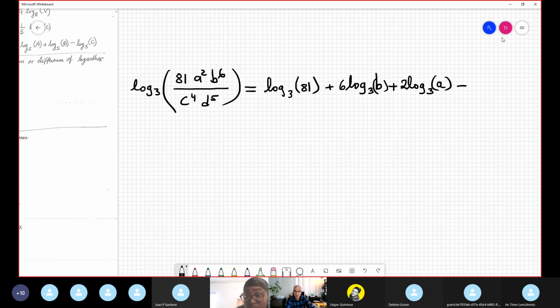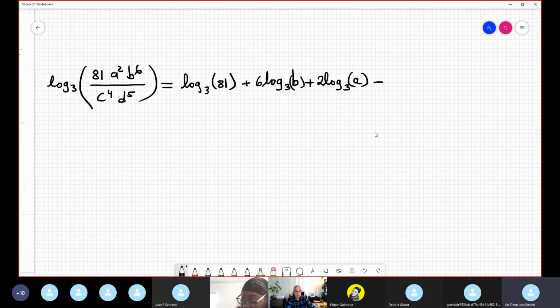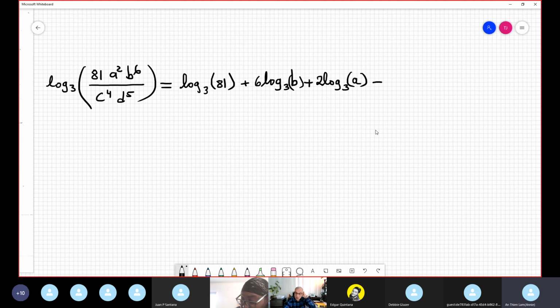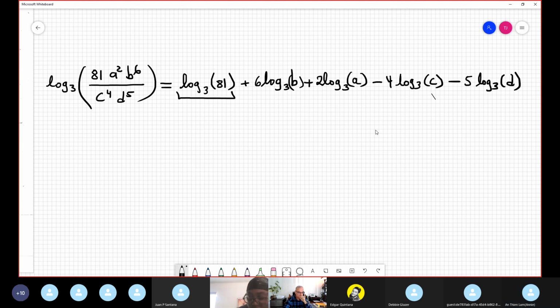Minus. How do you know it's minus? Because they divide, so it becomes minus. Exactly. So 4 times logarithm base 3 again of c. Yes. Minus 5 logarithm base 3 of d. Okay, do you leave the answer like that, or do you compute that part? When there's a numerical one, I think you can complete it. Now what is the answer? What is the logarithm base 3 of 81?